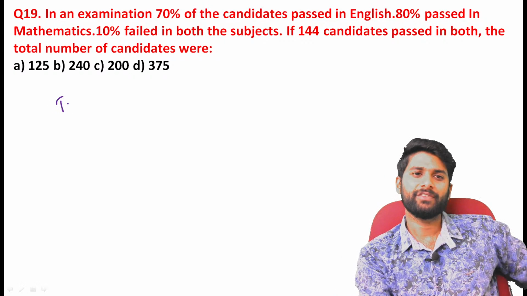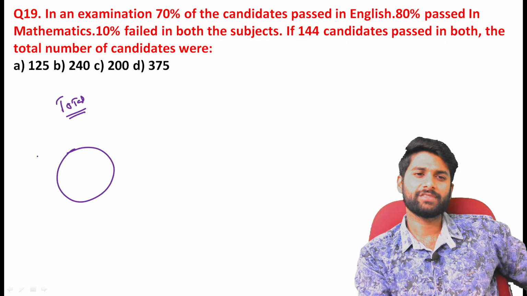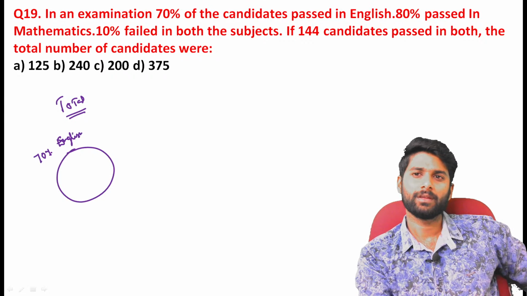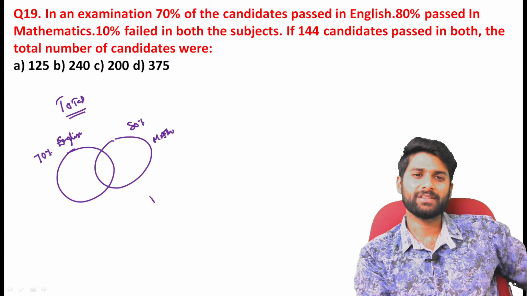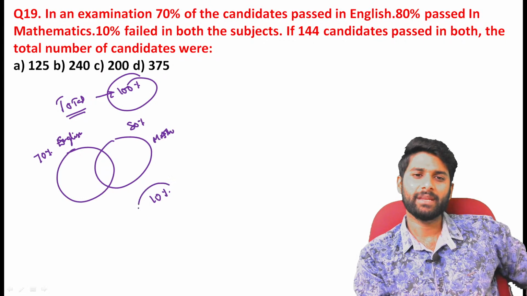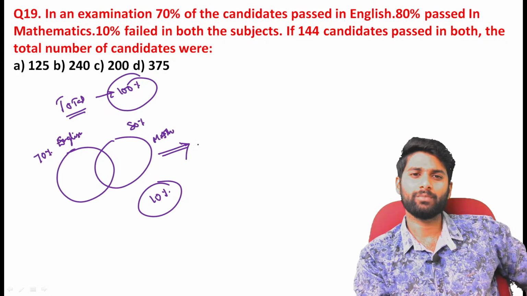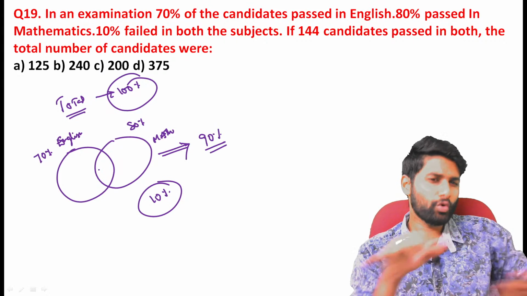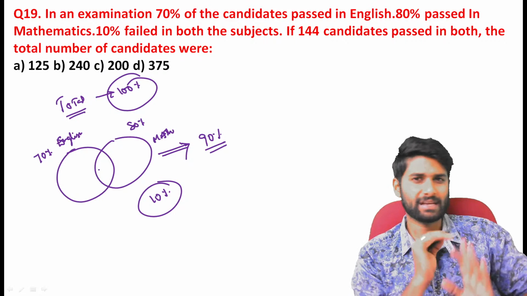Next, same thing. We need to distribute a total value. Now, 70% of students passed in English. Now, 80% of students passed in mathematics. Now, 10% failed in both the subjects. Now, the total is 100%. Now, remember, guys, out of 100, 10% of students failed in both the subjects, which means 90% of the strength passed in the overall, individual only plus combined.